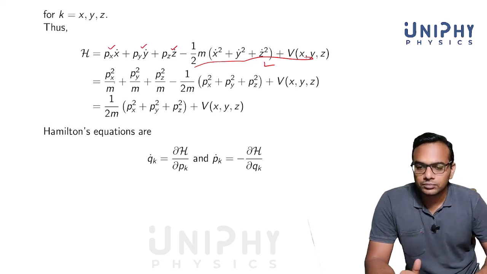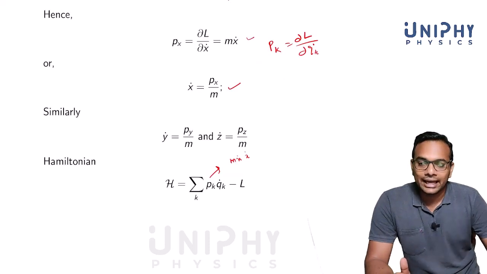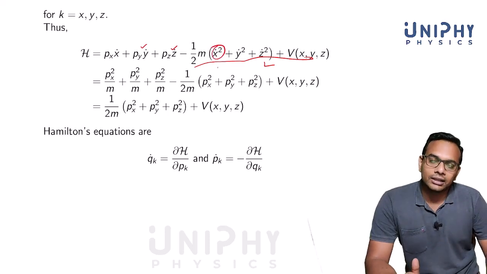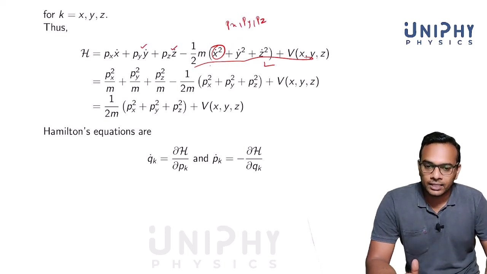Okay. All right. Now we can actually start by substituting for x dot here, because we have already found that x dot is equal to px divided by m. So it becomes px square divided by m, py square divided by m, pz square divided by m, and here also we substitute for x dot, y dot, z dot in terms of px, py and pz. Okay, that's what we do here.